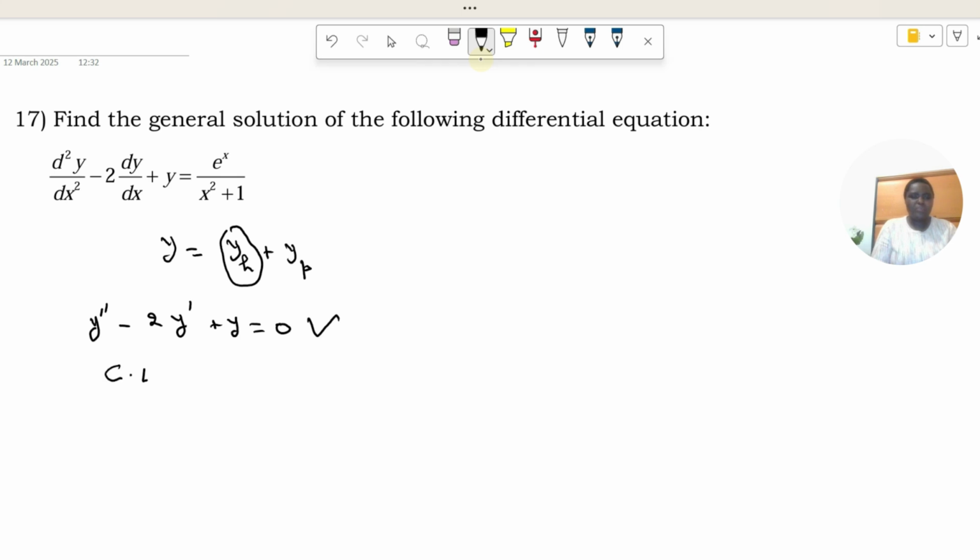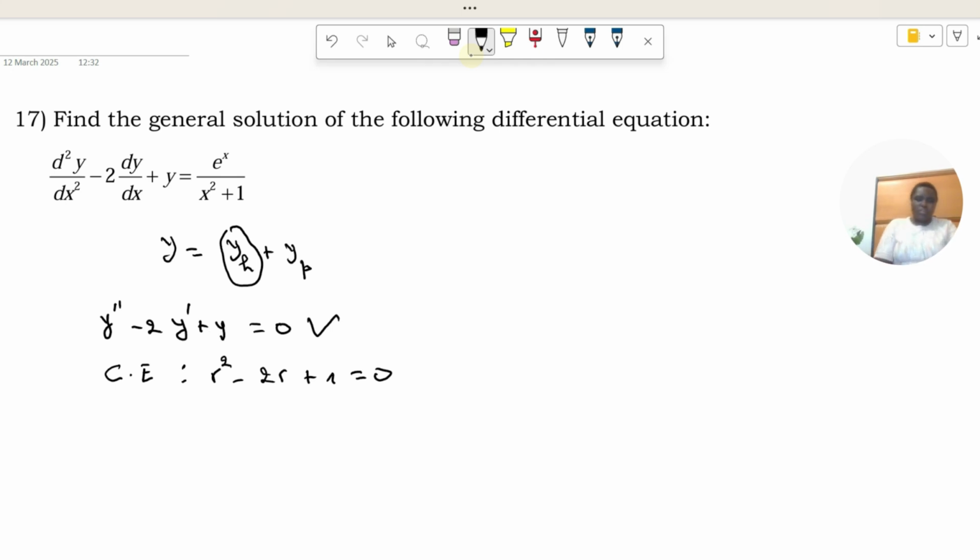The characteristic equation will be of the form r squared minus 2r plus 1 equal to 0, because we have 1, minus 2 and 1 as the coefficients that I'm using. Sorry, I'm going to write it again: we had here y second derivative minus 2 y derivative plus y equal to 0.